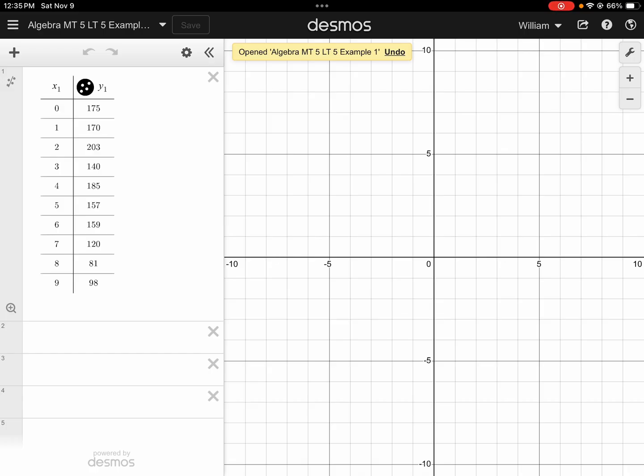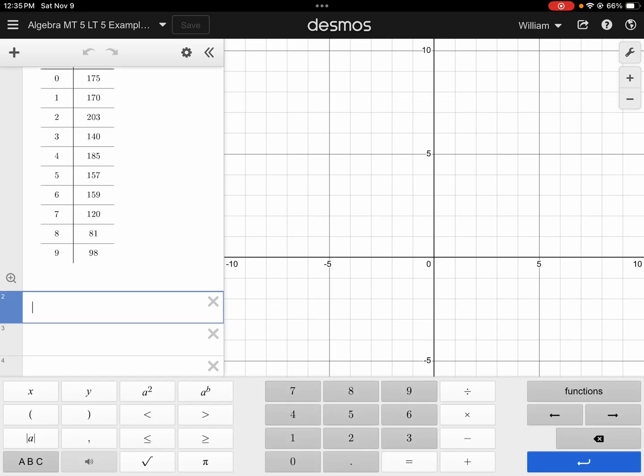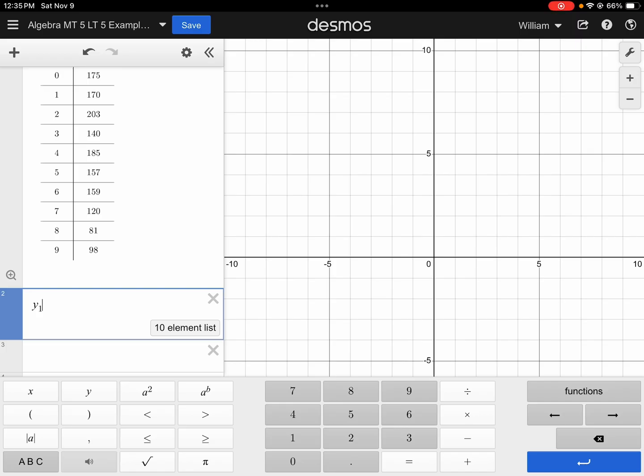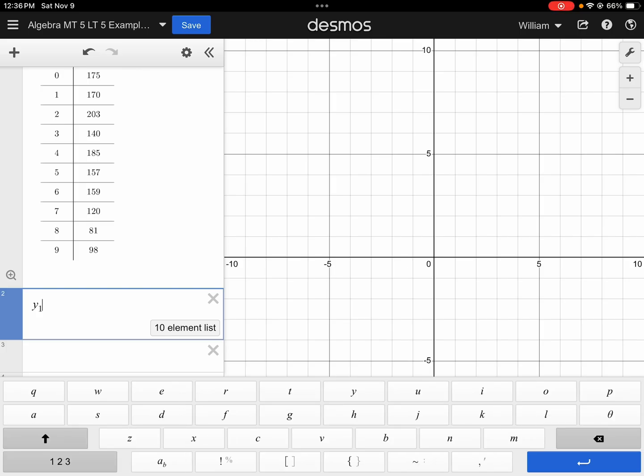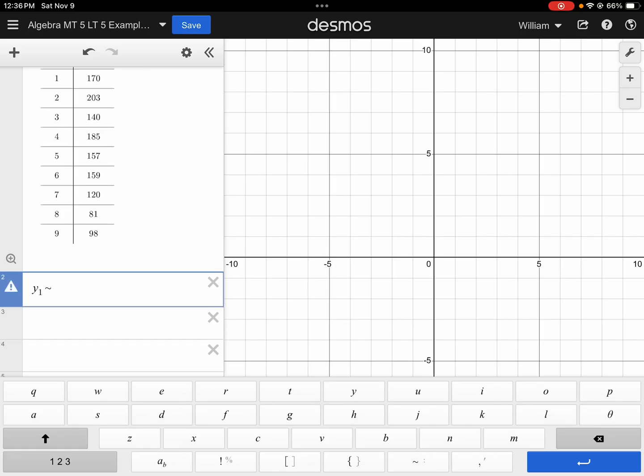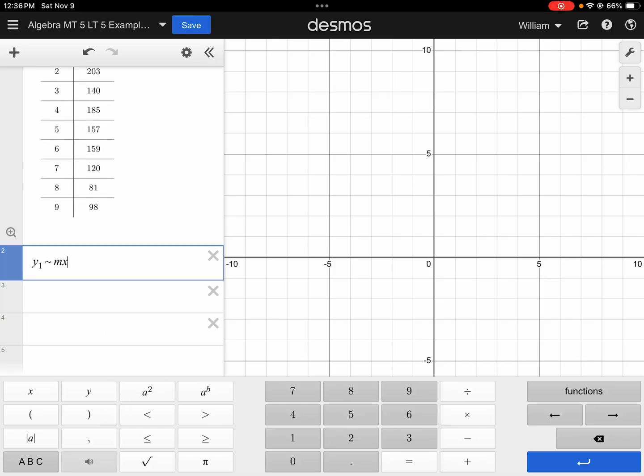Now I want to find the equation of line of best fit. First off, notice your table uses x1 and y1. So when I do that, I have to type in y1. Not that big a deal, but it is a little different. So I go y1. Notice when I do y1, it automatically puts the 1 as a subscript. So I don't have to worry about that. Now when I do a line of best fit, I want to use my tilde. So I have to go to my keyboard, or on your keyboard, press the tilde. And then we'll do the same thing. We'll go m x1 plus b.